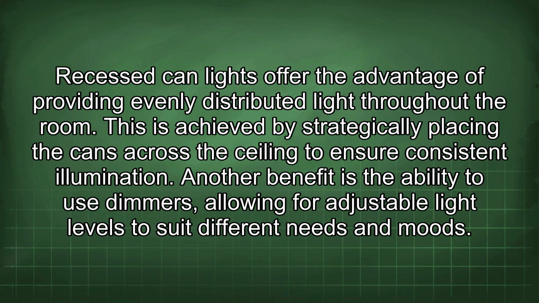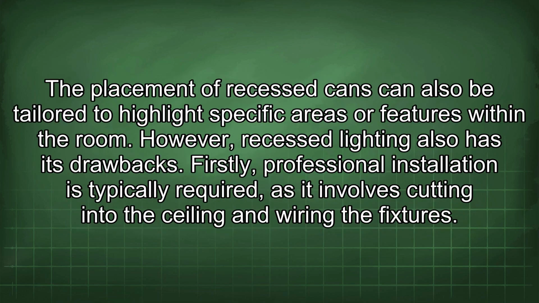Recessed can lights offer the advantage of providing evenly distributed light throughout the room. This is achieved by strategically placing the cans across the ceiling to ensure consistent illumination. Another benefit is the ability to use dimmers, allowing for adjustable light levels to suit different needs and moods. The placement of recessed cans can also be tailored to highlight specific areas or features within the room.